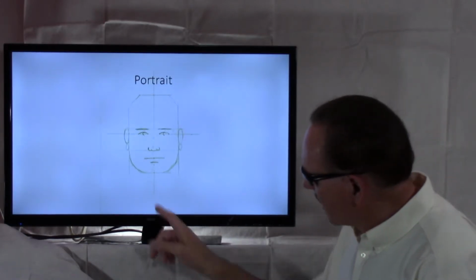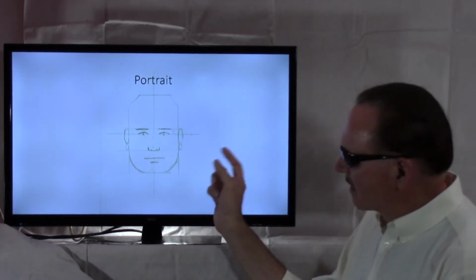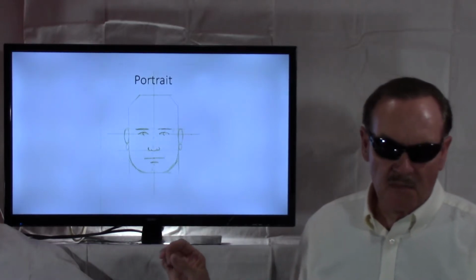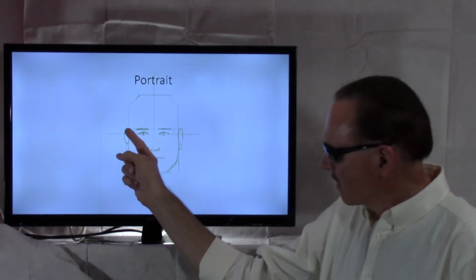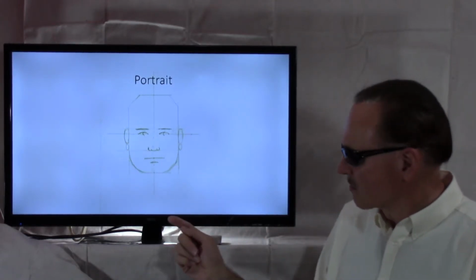Now, what I did was I rounded this off a little bit. I rounded this, and I gave ears. Now, ears looked like elongated question marks. Like this could be elongated question mark here, and this could be the opposite or mirror image.